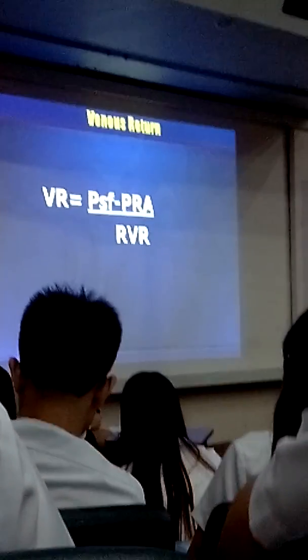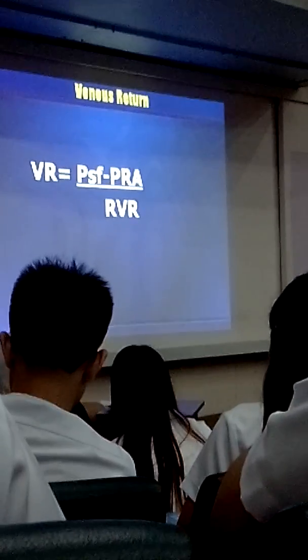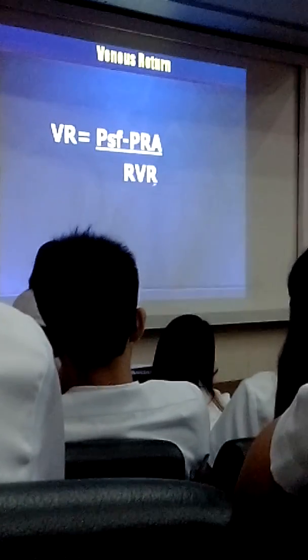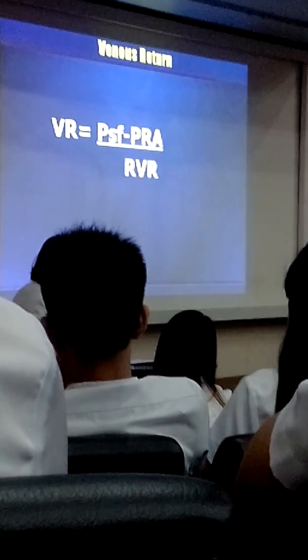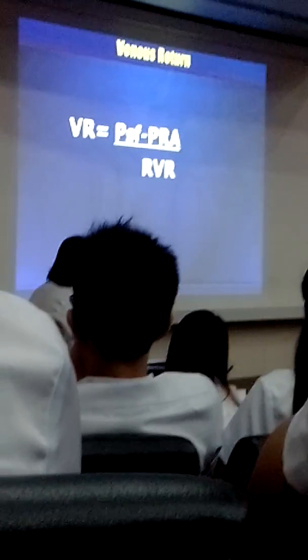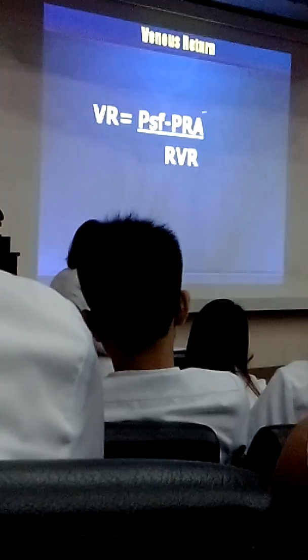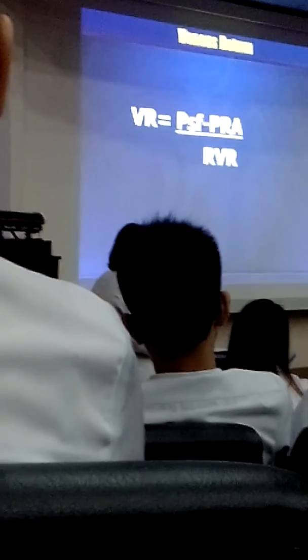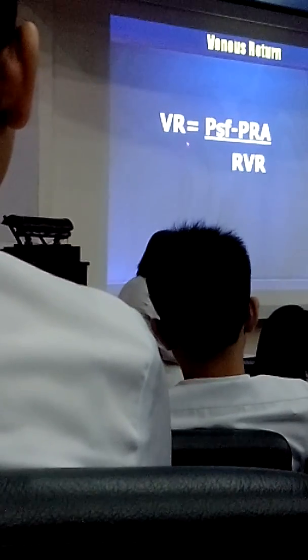Okay, so the venous return is determined by this equation, where PSF is the mean systemic filling pressure, PRA is the right atrial pressure, and RVR is the resistance to venous return. So the difference between the PSF and the PRA is the pressure gradient for venous return. So the greater the difference, the higher the numerator, the greater the venous return.